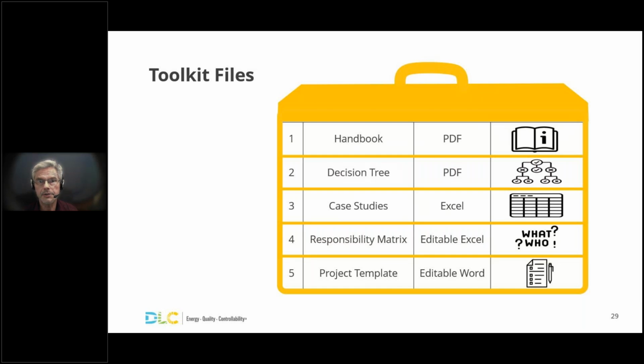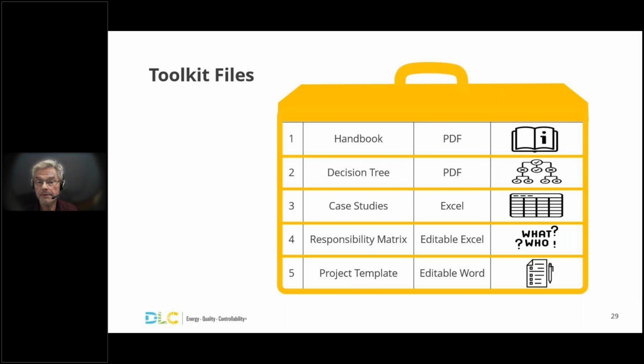Next, there's a spreadsheet list of case studies of 18 integration projects, so you can read about projects like yours, including lessons learned. Files 4 and 5 document an example project and can be edited to apply to your own project. The responsibility matrix describes major tasks and participants, showing who is responsible for what. And the project template is an example construction integration specification aligned with CSI Division 25 on integrated automation.